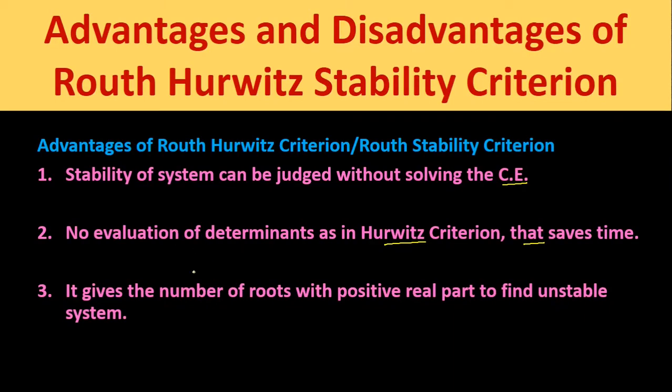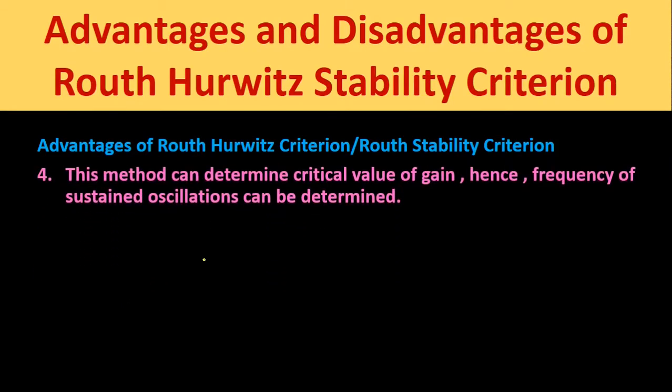Third one is, this method gives the number of roots with positive real part to find the unstable system. Fourth one is, this method can determine critical value of gain, hence frequency of sustained oscillations can be determined. So using this Routh Hurwitz stability criteria, marginal stability of the system can be judged.